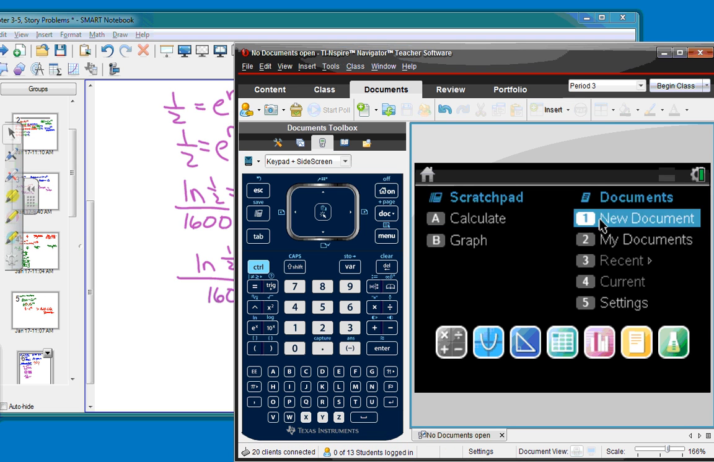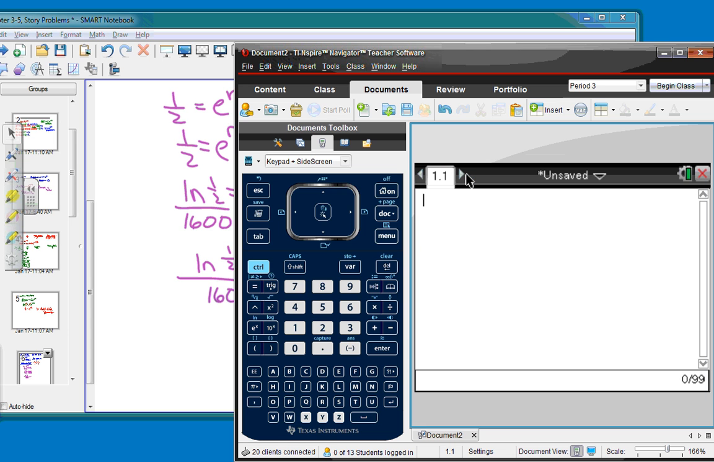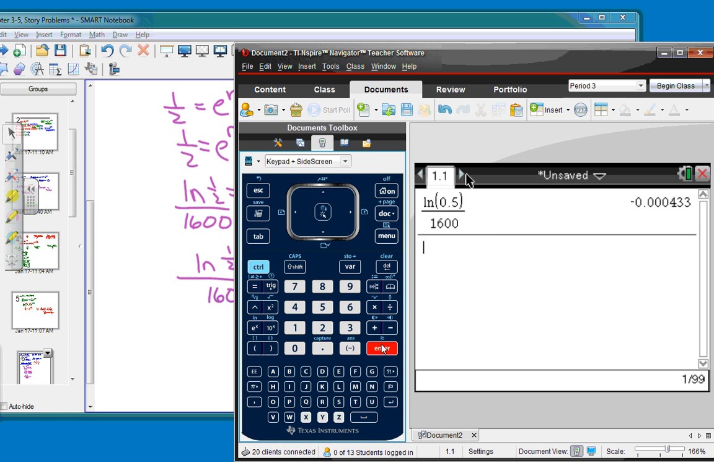Now, I'm going to get a new document up. I need it to be a calculator page, and I'm simply going to do my work on my calculator. Okay, so I'm going to have the natural log of 0.5, arrow to the right, divided by 1,600. Hit enter. Do you see your rate there? It is very, very important. Now, you keep your rate just like it is on there, because if I round to 3 decimal places, what's it going to be?